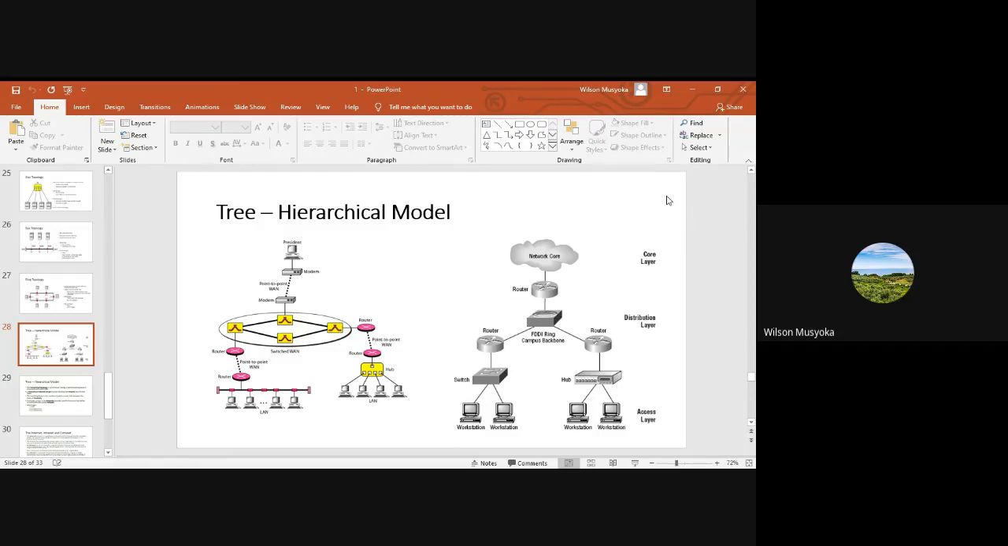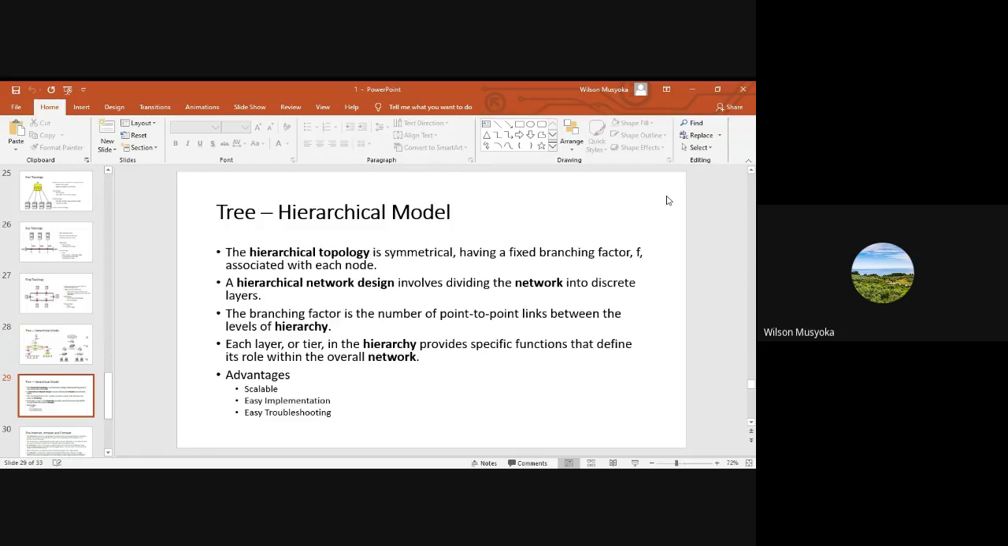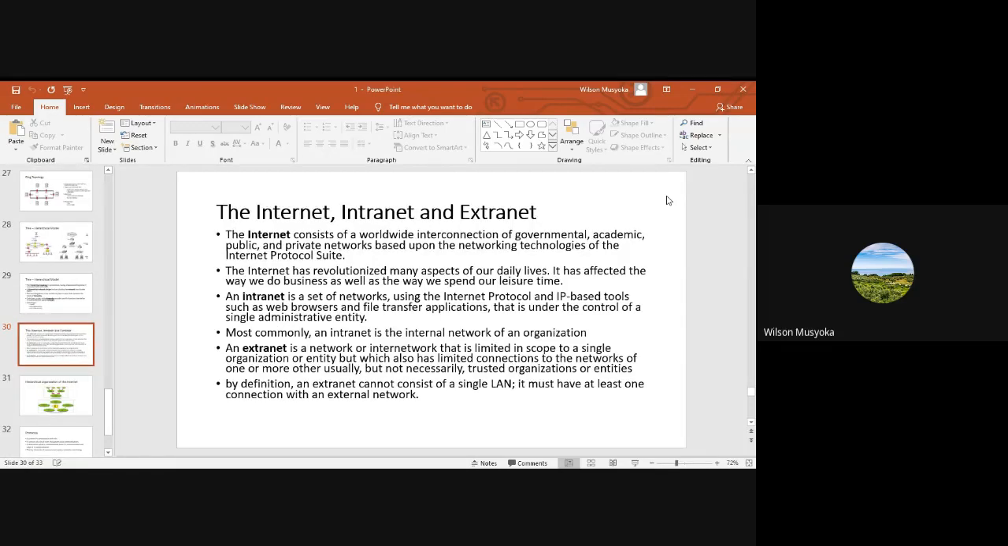We will come back to this architecture in more detail. This first lecture is a brief of the entire course. So the hierarchical model involves dividing the network into discrete layers, and this branching factor enables point-to-point links between the levels of hierarchy. So the advantages are that it is scalable and it is easy to implement. Like we are saying, users or nodes can plug in with ease when you have the levels.